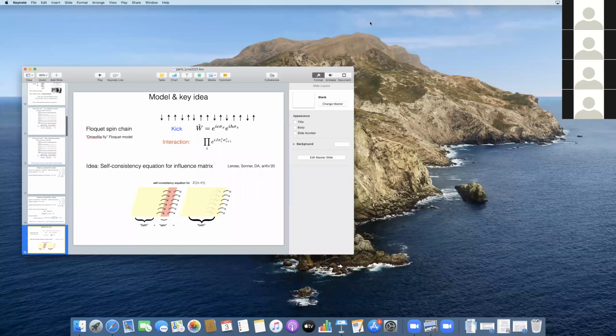Sorry, I see there is a chat on this question. There's a question: G is a Green's function in the previous slide. Yeah, for the noise in that case, yeah.